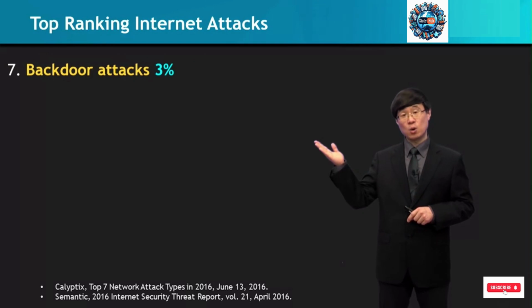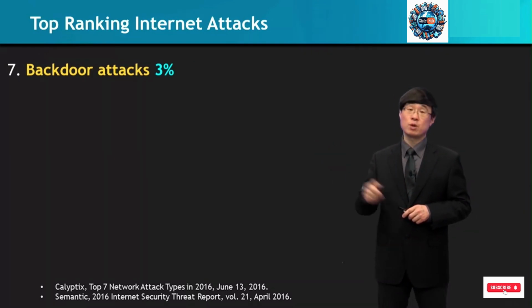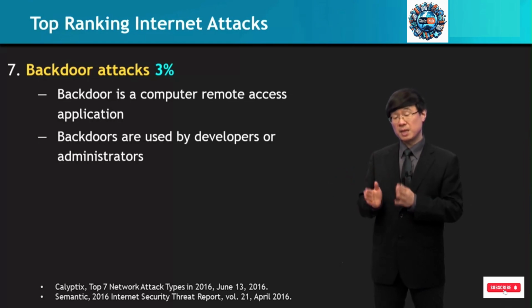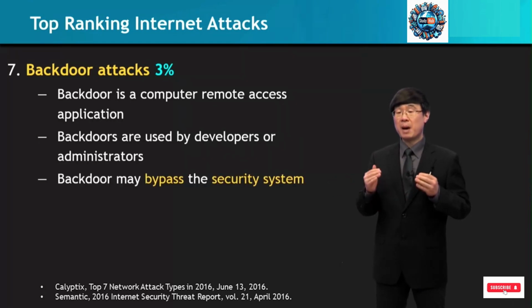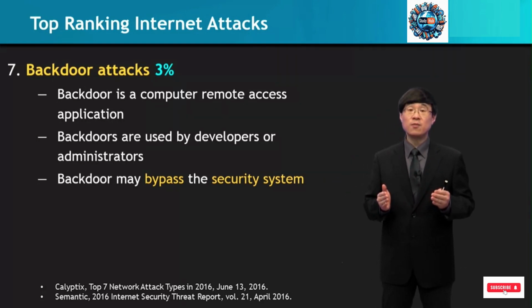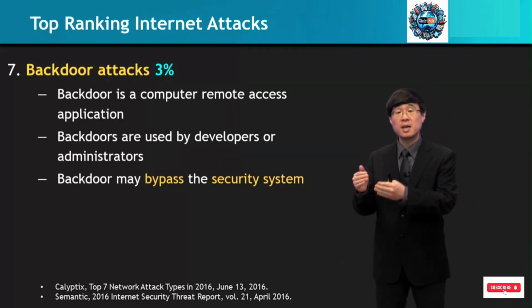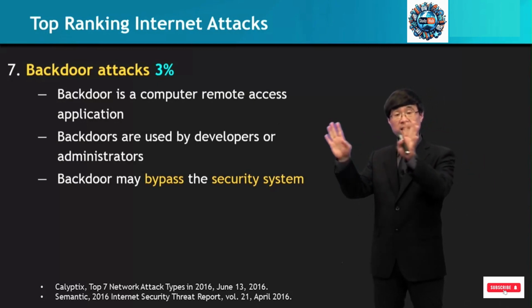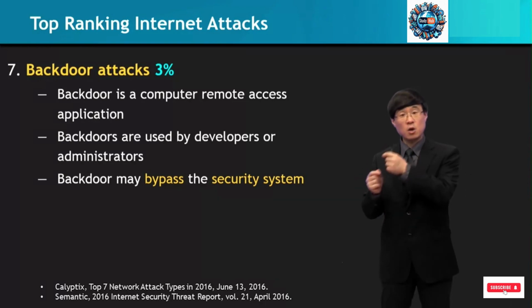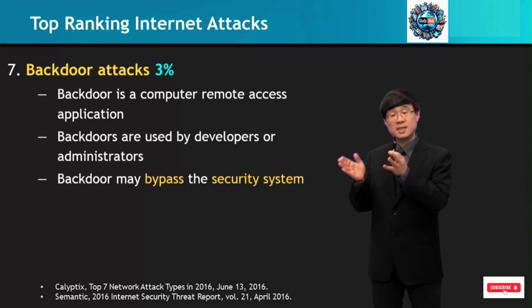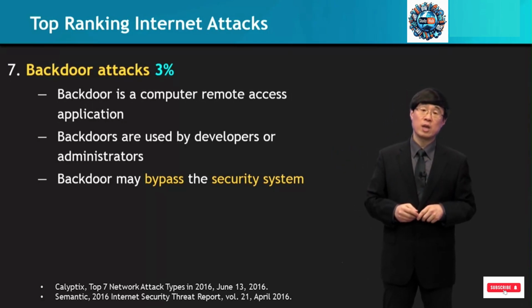Next, we have backdoor attacks. This is ranked at number 7 at 3%. Now, a backdoor is a computer remote access application. It is used by developers and administrators. And it is powerful because it bypasses the security system. In other words, if a developer needed to fix a bug in his program, he would need to go through the backdoor to access the entire framework of programs, fix it, and then come out. This is what a backdoor is used for. So it gives you direct access to the core software, to the core control capabilities.